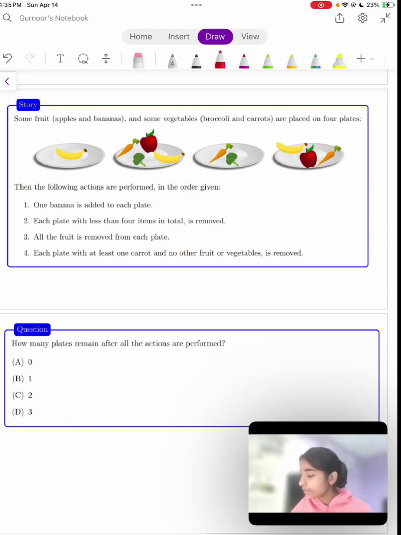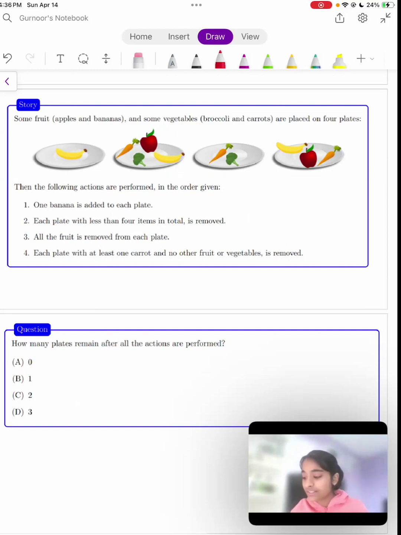All right, so let's get back to the problem. I see that many of you haven't been able to get the answer to this question. So let's try that together, okay? The question says some fruit, apples and bananas, and some vegetables, which are broccoli and carrots, are placed in 4 plates. So we have 4 plates.